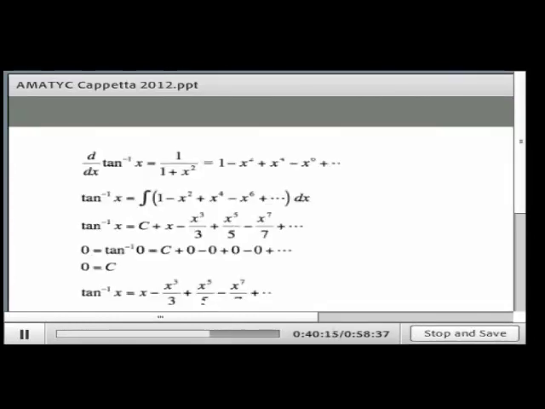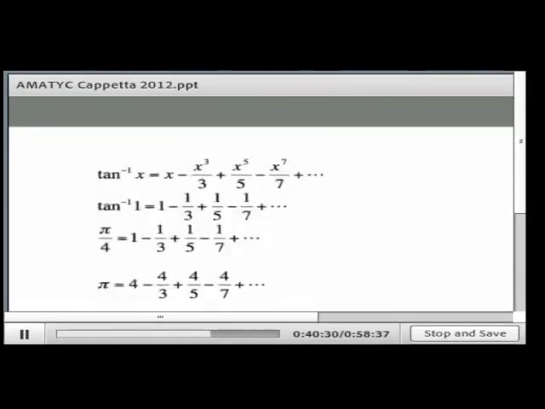Now, where does this come from? What's the idea that we're working with here? Well, we know the derivative of arctangent of x. We can integrate that. So using our series, we get, relatively simply, a series for arctangent of x. We know arctangent of 1 is pi over 4. So multiplying by 4, we get our answer that way.